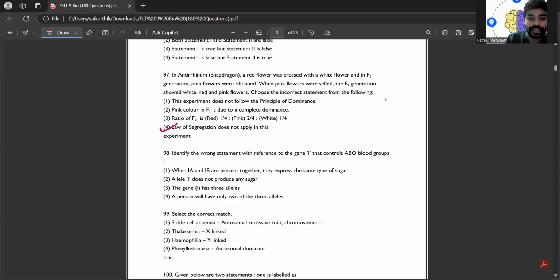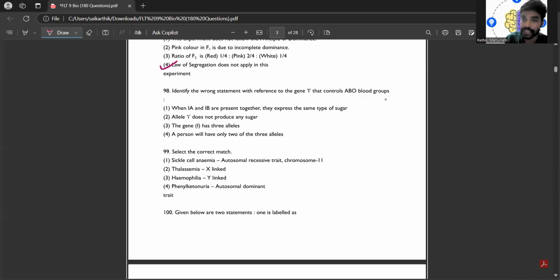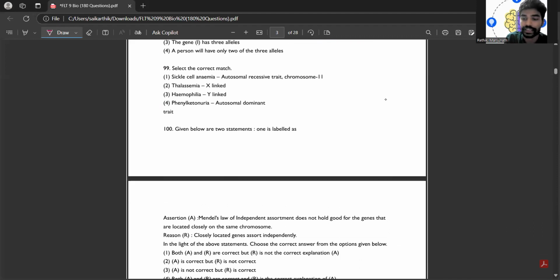Question 98: we need to identify the wrong statement with reference to the gene I that controls ABO blood group. ABO blood group is actually easy. See, when IA and IB are present together, they express the same? Here it is A and B. So will it express the same type of sugar? No. Rather, it expresses a different type of sugar.